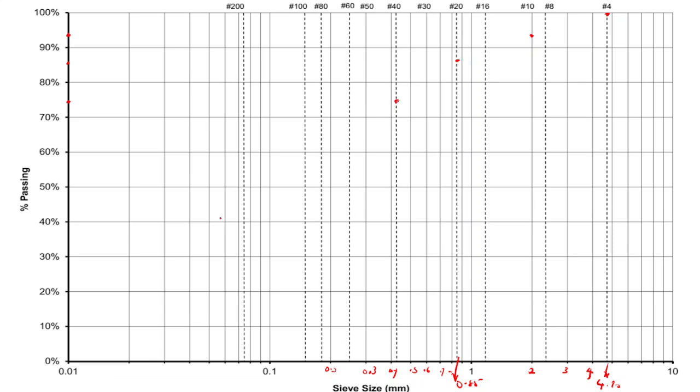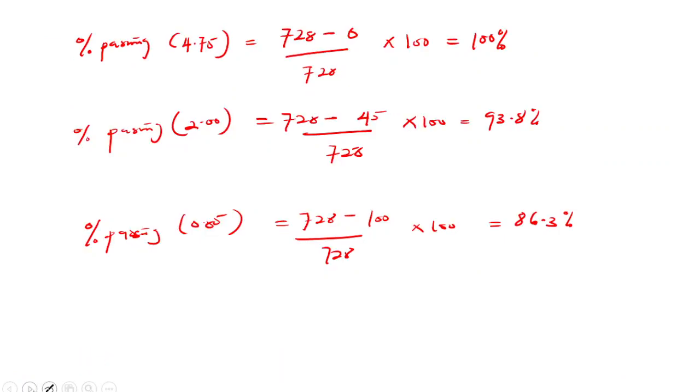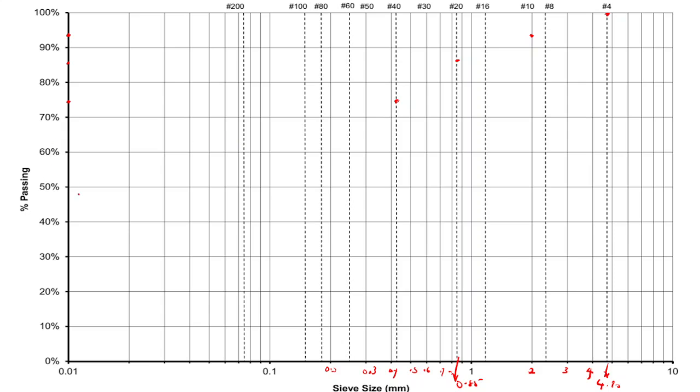So now we have another corresponding point, 0.250 and 54.8. I hope you are following. It's 0.250 and 54.8. So 54.8 should just be before 55.